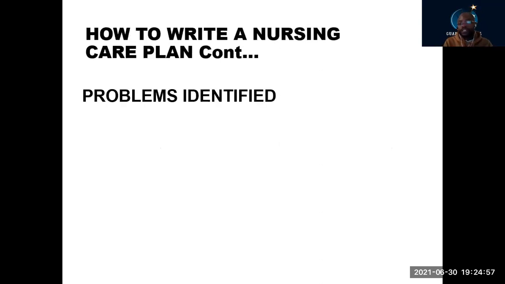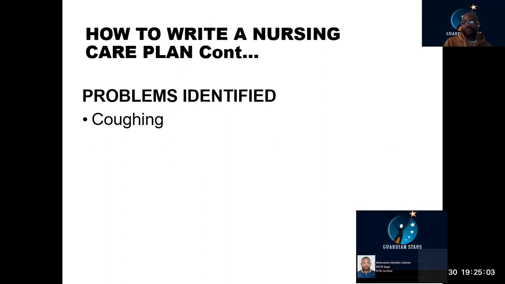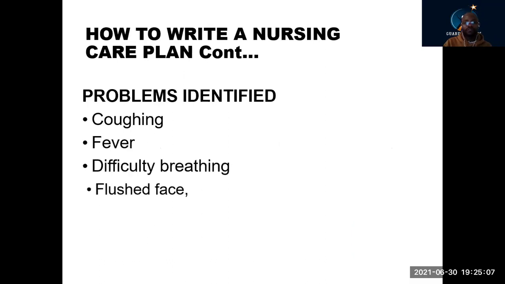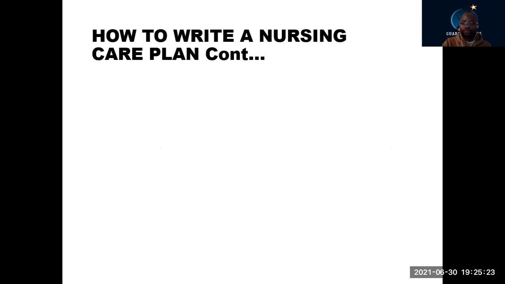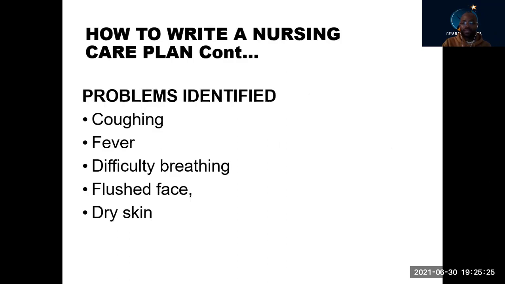The problems identified. Mrs. Chimbala has got pneumonia. So the problems that we can identify are coughing, fever, difficult breathing, flushed face, dry skin. I'll show you how you have to state your problems, because you can't pick coughing as a problem.